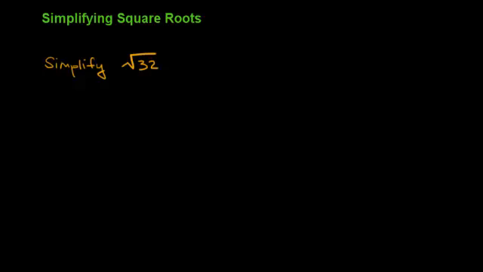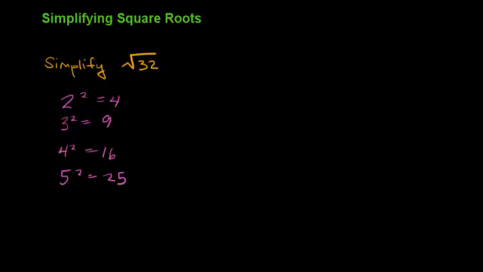And one way to do this is to start with a list of perfect squares. So 2 squared, of course, is 4, and 3 squared is 9, 4 squared is 16, 5 squared is 25, and so on. If we need larger squares, you can always use your calculator to help you generate this list. So, looking at the list, we want the largest factor of 32 that is a perfect square.